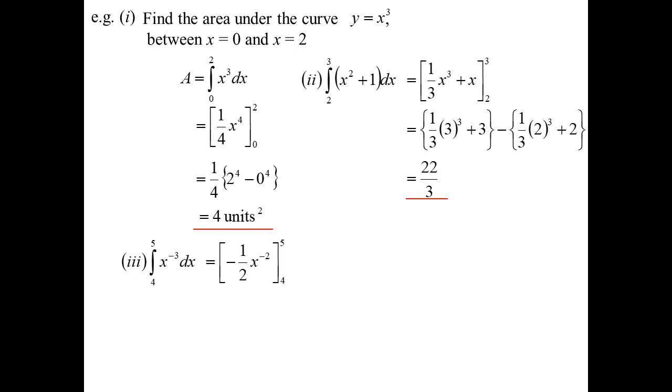I've substituted into 1 on x squared because I find that easier, because 5 to the negative 2 might not give me an exact value. It just depends on how good my calculator is, I suppose. So I get 1 on 5 squared minus 1 on 4 squared. I end up with 9 on 800.